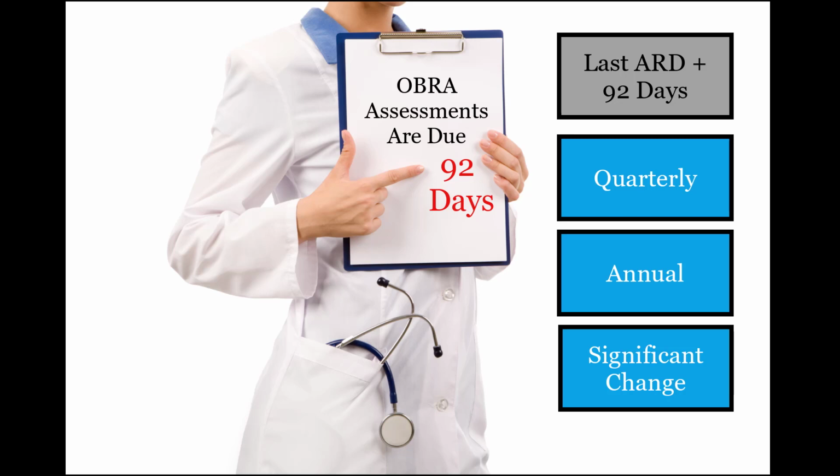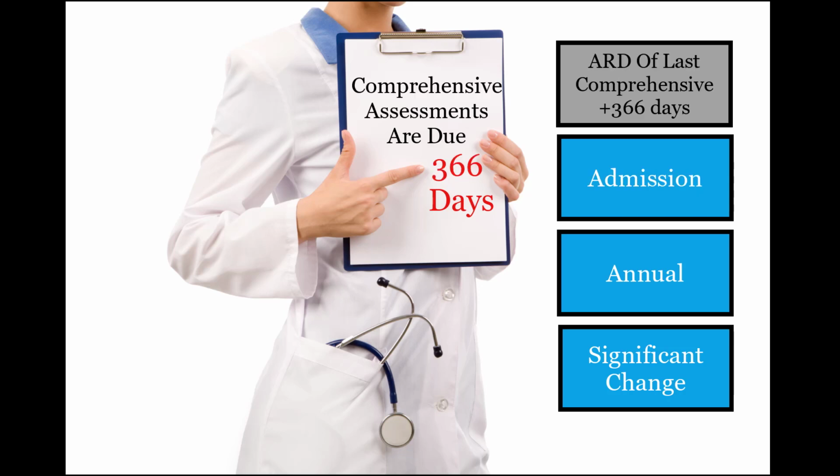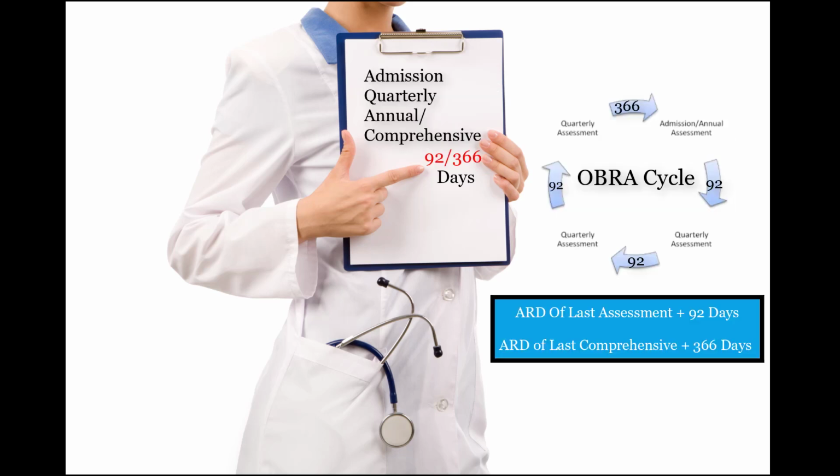OBRA assessments include the admission assessment, the quarterly assessment, significant change, and the annual. After the admission assessment, we'll have 92 days to complete our next OBRA assessment. Comprehensive assessments are due every 366 days. The date is determined by the last ARD date. The last ARD date plus 366 days is the date your next comprehensive is due. The picture above demonstrates the typical OBRA cycle.